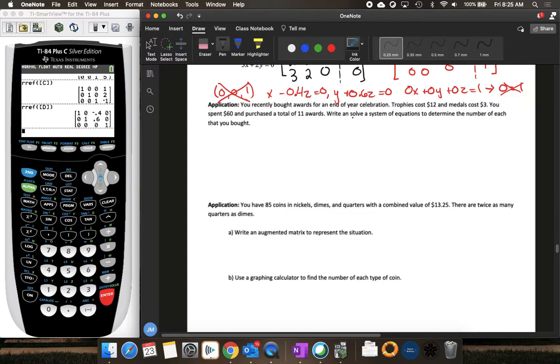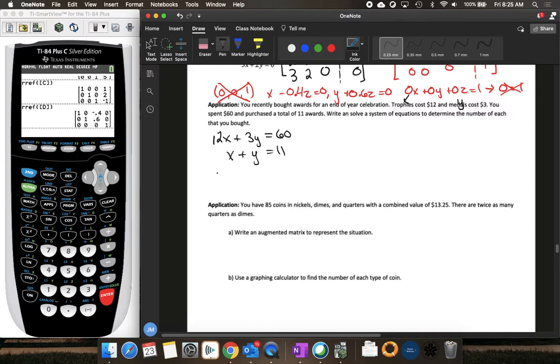So you recently bought awards for an end of year celebration. It tells us trophies cost $12. I'm going to let trophies be X, and medals cost $3. So I'm going to let medals be Y. It says we spent $60 in total and purchased a total of 11 awards. And then it wants us to write and solve a system of equations to determine the number of each that you bought. So let's first write our equation for how much we spent. So we spent 12 on each X plus 3 on each Y for a total cost of $60. We also purchased a total of 11 awards, so X plus Y must equal 11.